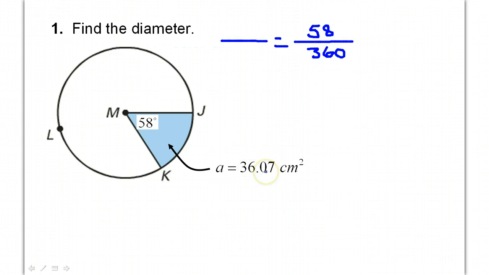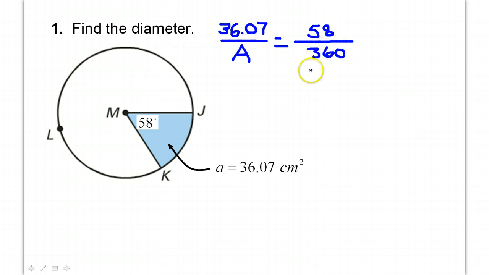Is that the part or the whole? That's the part. It's the sector. It's not the whole circle. So that's the part. Because it is the part, it goes in top. 36.07. The whole, we don't know it. I'm going to call it A for area. Capital A for me means it's the big area. Small a means small area.